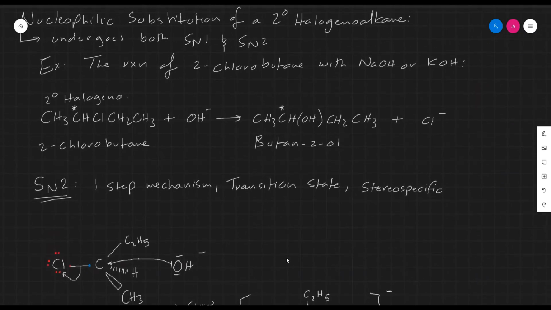As I stated previously, the 2-chlorobutane undergoes a nucleophilic substitution in which the hydroxide ion substitutes the chlorine atom to form butan-2-ol via a nucleophilic substitution reaction. Since this is a secondary halogenoalkane, it will undergo both SN1 and SN2, which I will explain below here.